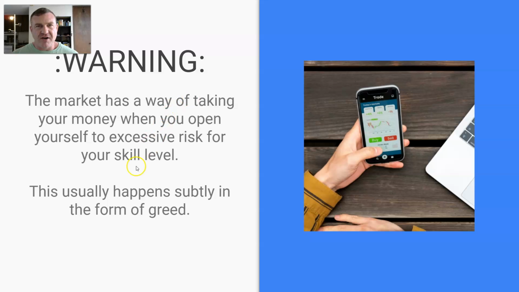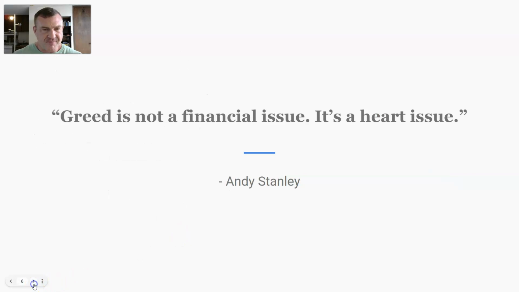The risk that you'll be constantly dealing with, more than likely, is a subtle form of greed slipping in. You might not realize it, but you might be tempted to start deviating from things. So what do you do about that? As I mentioned, 10% skill, 90% emotion. Greed is not a financial issue. It's an issue of the heart. It's an issue of emotion.